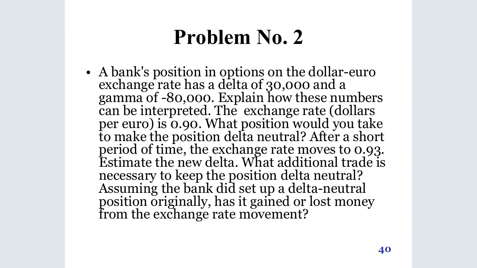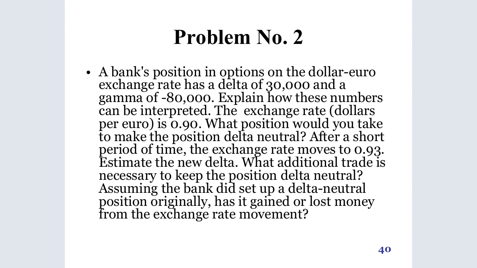This is another example. A bank's position in options on the dollar-euro exchange rate has a delta of 30,000 and a gamma of minus 80,000. How can these numbers be interpreted? That is the first question. Then, the exchange rate in dollars per euro is 0.9. What position do you take to make your position delta neutral?